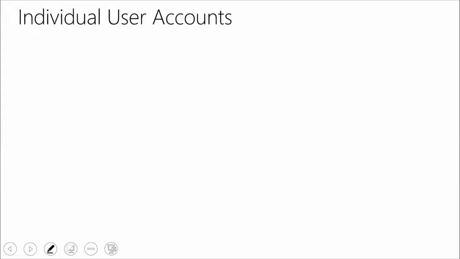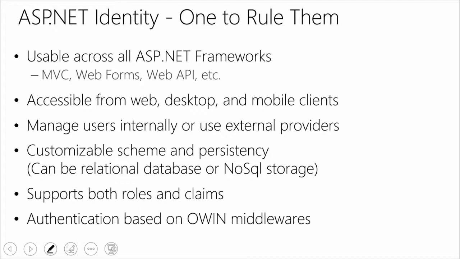All right, individual user accounts. I'm not going to read all these because I'm feeling tired, but the basic idea here is that ASP.NET Identity is set up to work across all of these different systems. We're talking today about MVC, but if you're using Web API, SignalR, Web Forms in the same application, it's going to work across all of them.